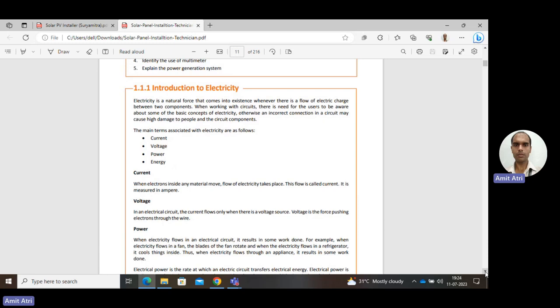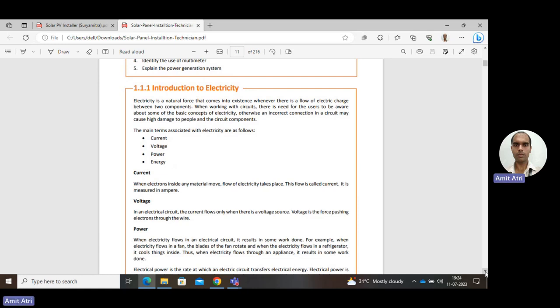Next thing is voltage. In an electrical circuit, the current flows in a particular direction, from a higher voltage to a lower voltage. So voltage is the force which is pushing electrons through the conductor, not only a conductor, any medium. Most probably here we will be dealing with conductors and any type of load.